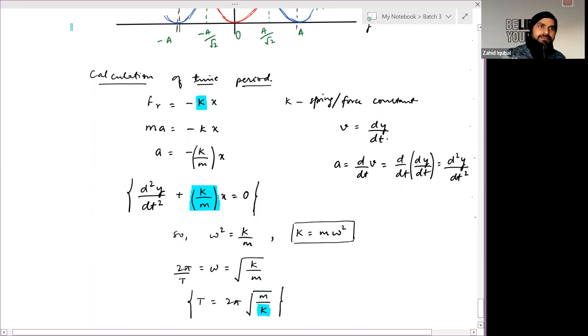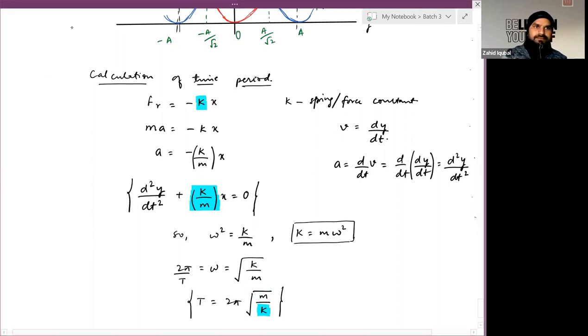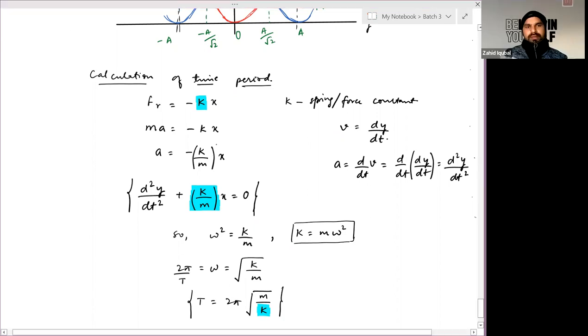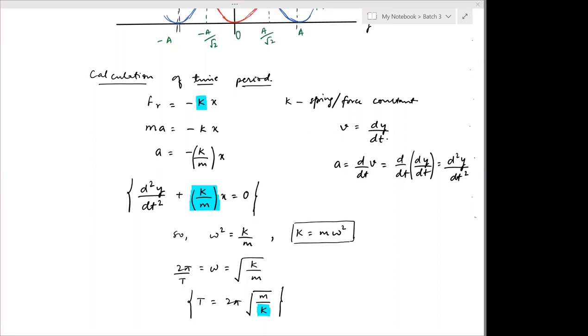Riba, any doubt? No, sir. Okay, just write it down. On this basis, I will define different problems such as spring mass system and simple pendulum. Aisha, any doubt? No, sir. Okay.